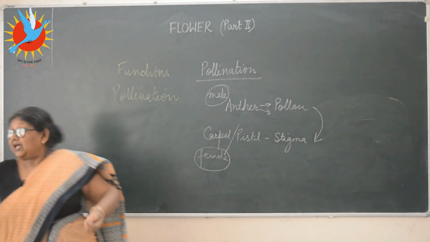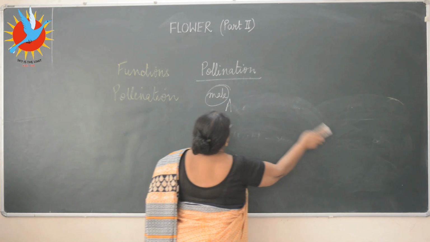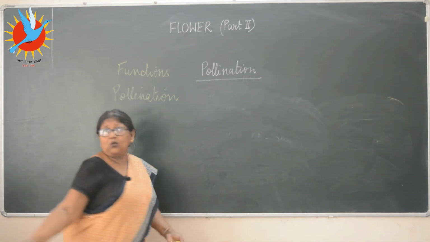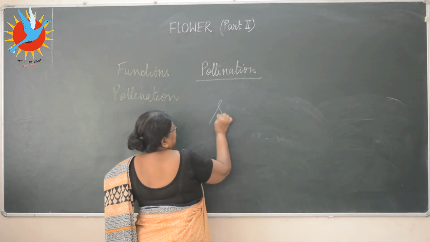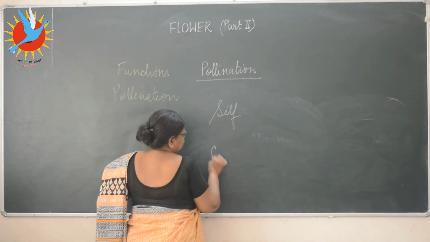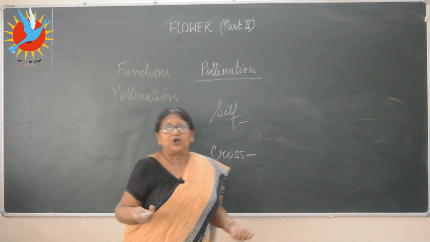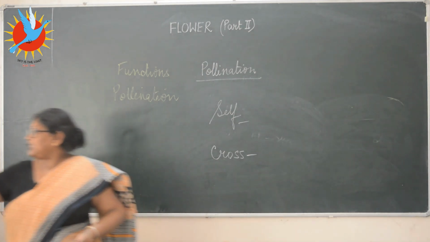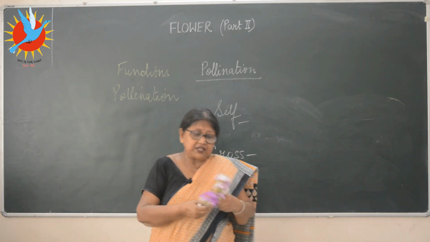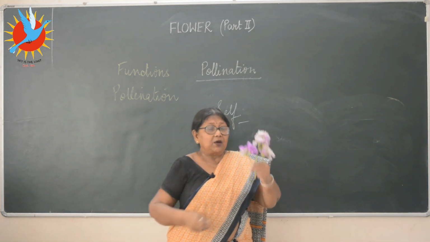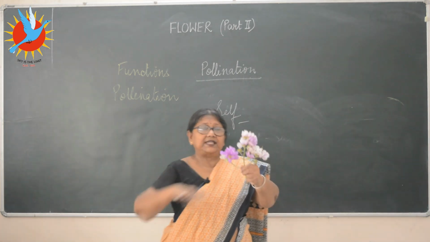So the process, pollination, can be of two types. What are the two types of pollination? One is self, the other is cross. What do we mean by self and cross? Self means within the same flower. Now what happens? This is a flower, right? Many flowers are there, an inflorescence.